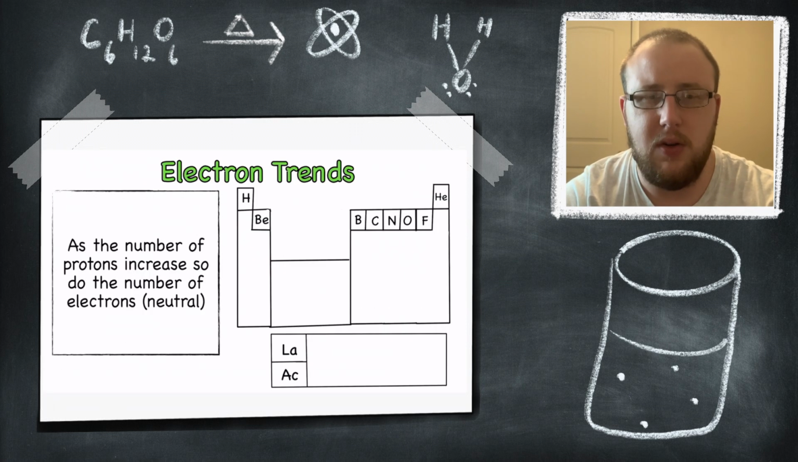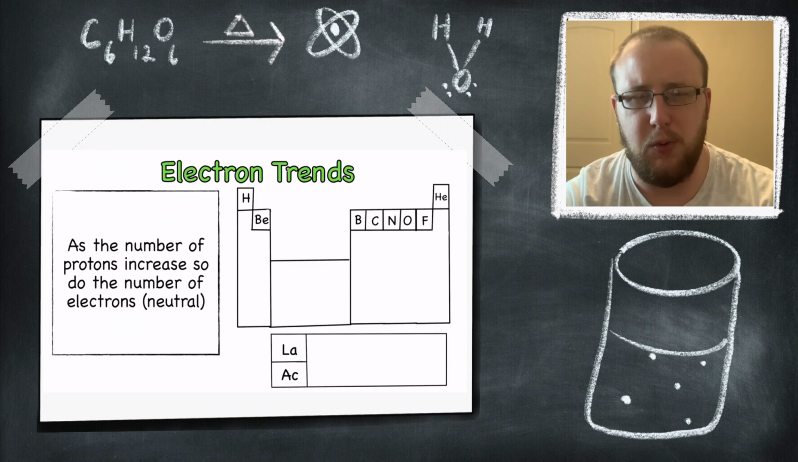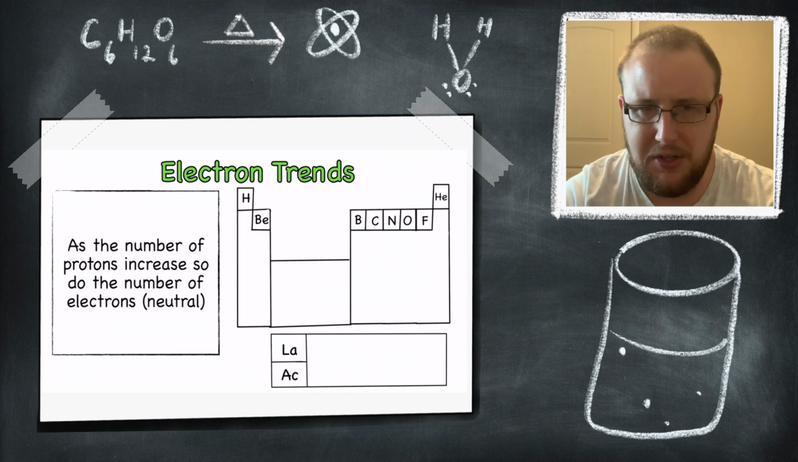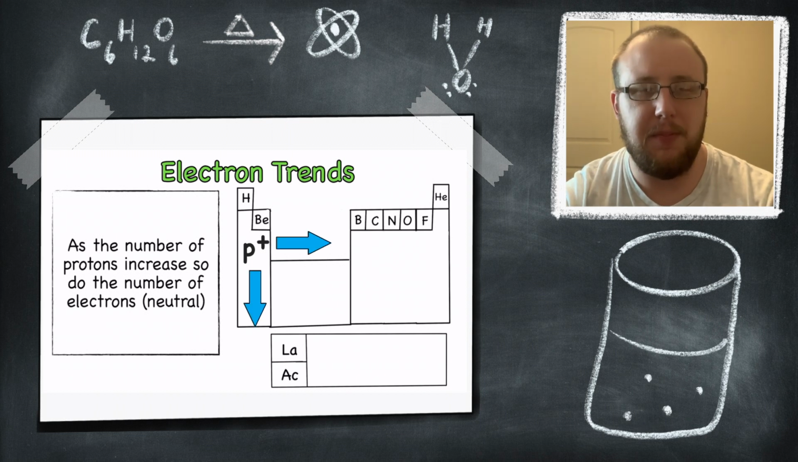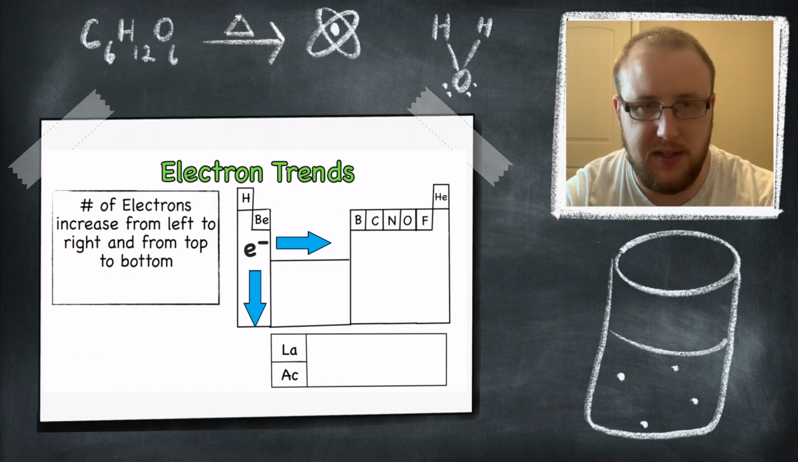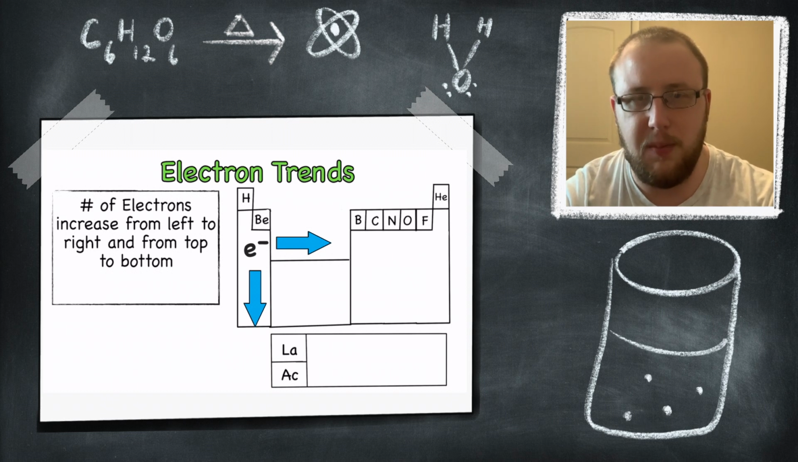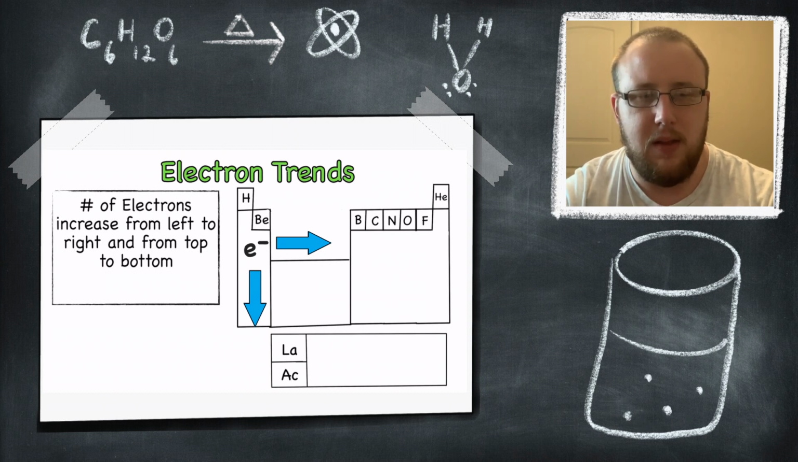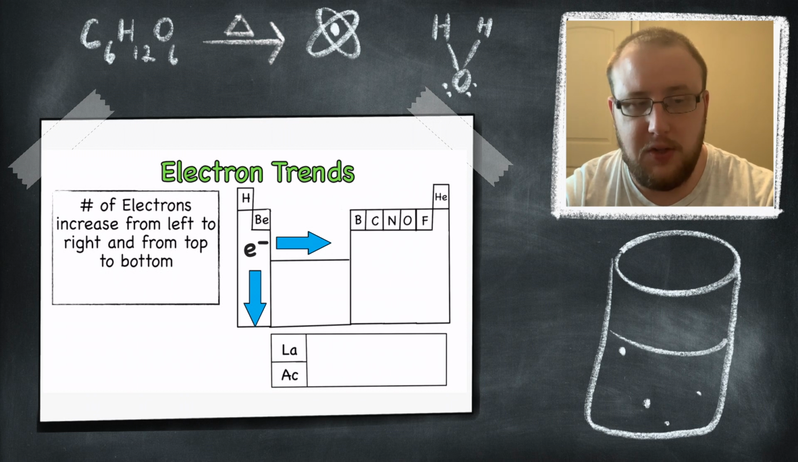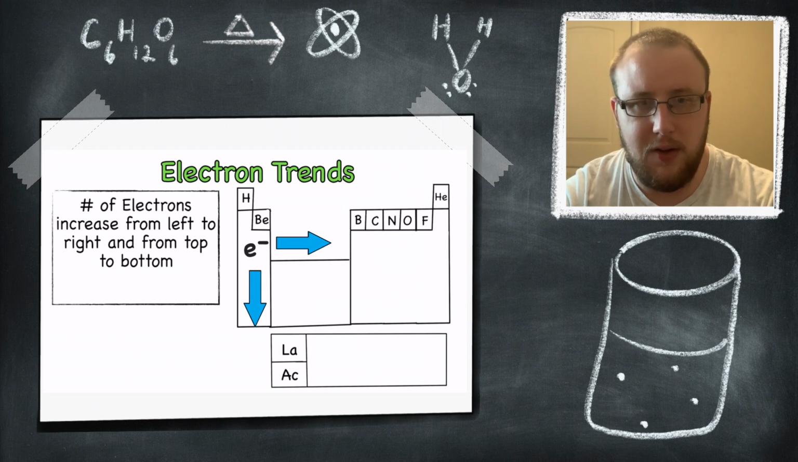So let's talk about trends. We've seen the periodic table before. We talked about oxidation numbers in our last lecture. Not only do we see the protons increase from left to right and from top to bottom, but we also see the electrons do that as well, because these electrons have to compensate for the protons to make them neutral. So, big thing from this periodic table: the farther right you go and the farther down you go, the more electrons you are going to deal with.